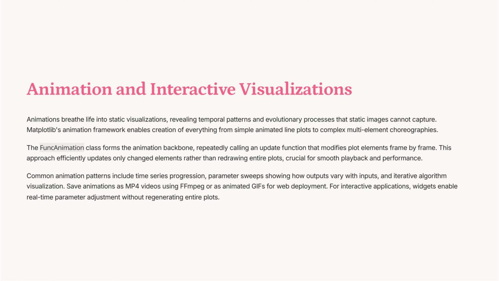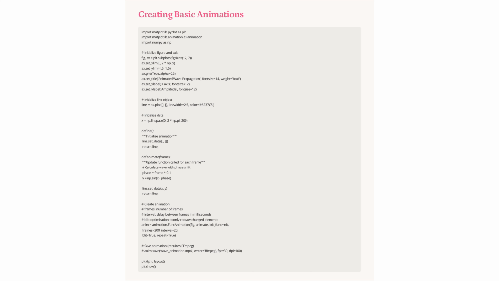Widgets allow real-time adjustments. Creating basic animations involves initializing a figure and axis, setting limits, and defining a line object. The animate function updates the wave with a phase shift for each frame. Using FuncAnimation, specify frames, interval, and blit for optimization. This method efficiently animates wave propagation, enhancing visual understanding of dynamic processes.